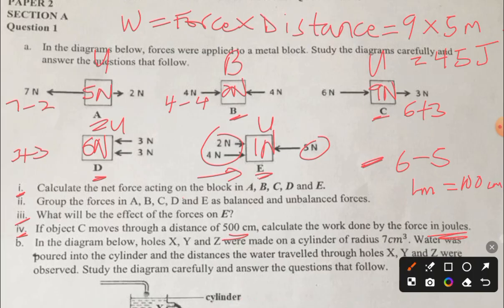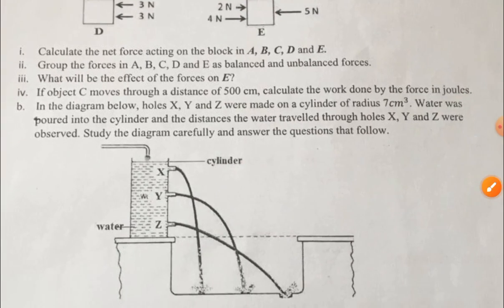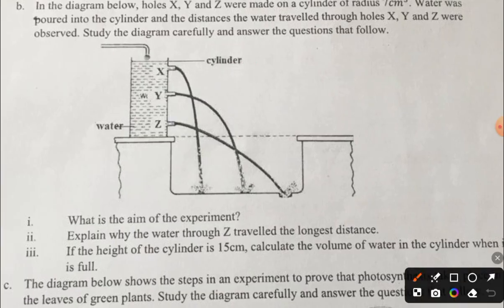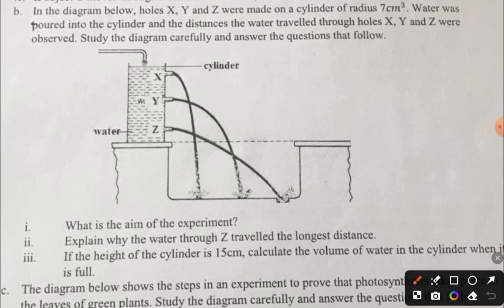We are moving on to 1B. In the diagram below, holes X, Y, and Z were made on a cylinder of radius 7 cm. Water was poured into the cylinder and the distances the water traveled through X, Y, and Z were observed. Study the diagram carefully and answer the questions that follow.